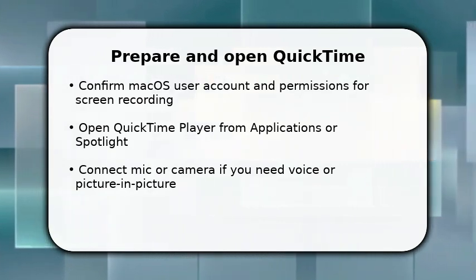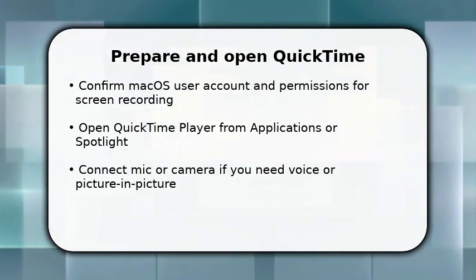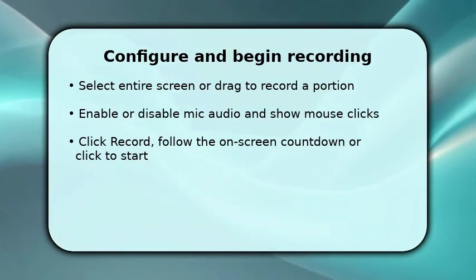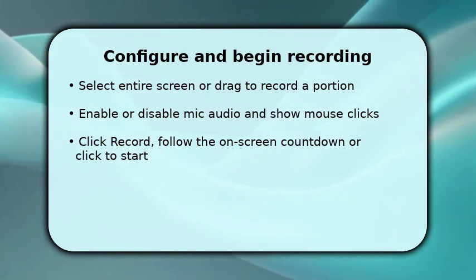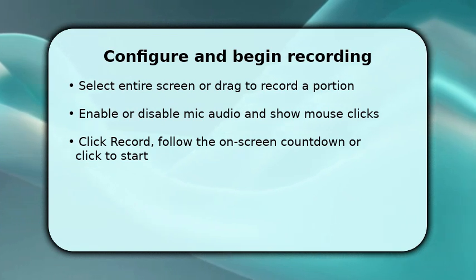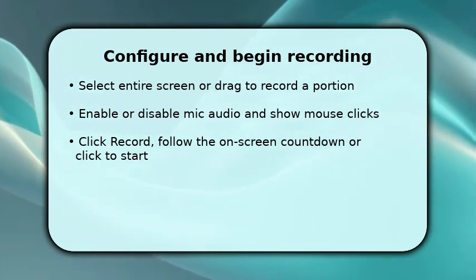If you plan to include a webcam, open New Movie Recording in another window so you can position it before recording starts. Once the toolbar is visible, choose whether to capture the entire screen or drag to select a region. Picking a region reduces file size and focuses viewers. Make sure you've chosen the correct microphone and checked Show Mouse Clicks if you want visual feedback.